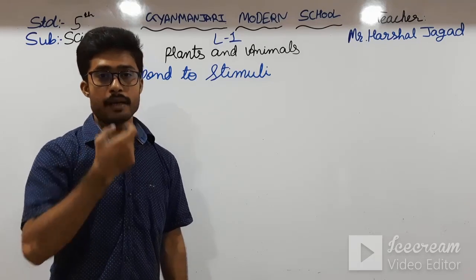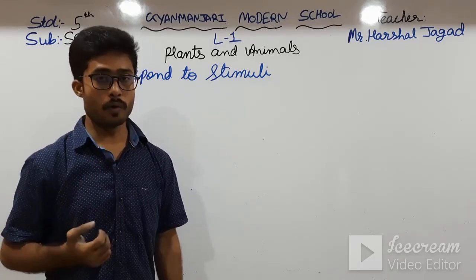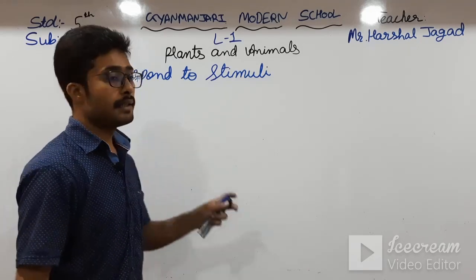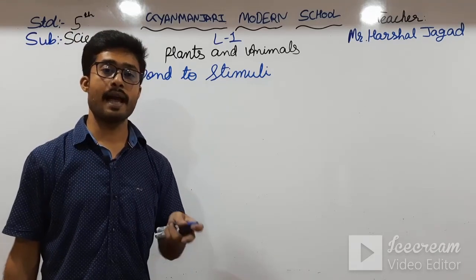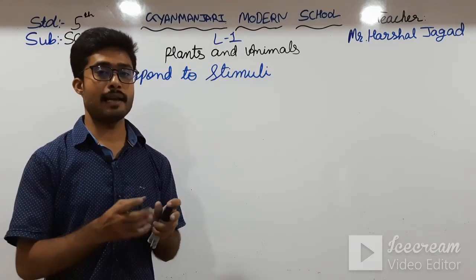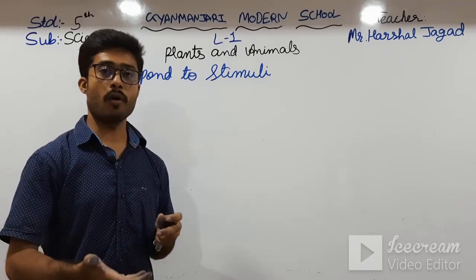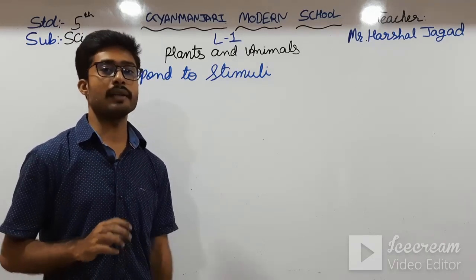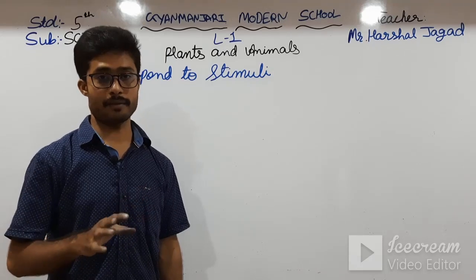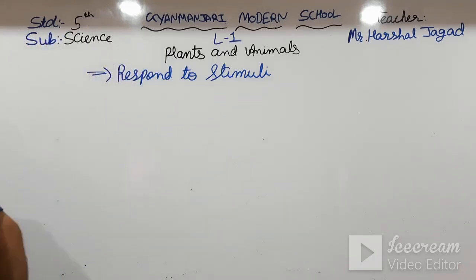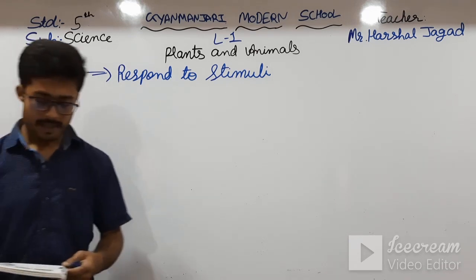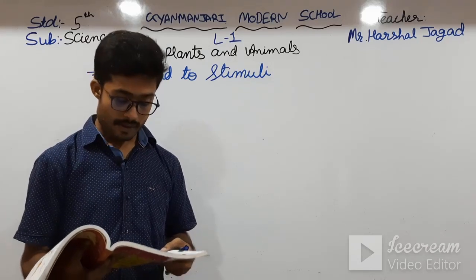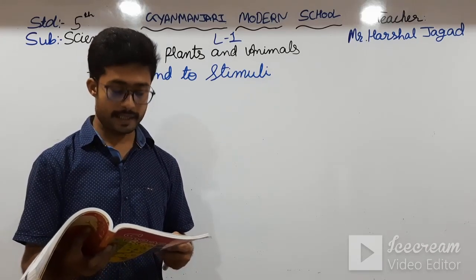Like, for breathing they have a nose, for eating they have a mouth, for walking they have legs. There are different sense organs in animals, and because of these they respond quickly to any of the stimuli. Okay students, but plants only respond to some of the stimuli, not all. Let us see that. A stimulus is something that causes a reaction. Plants and animals respond to stimuli in different ways.